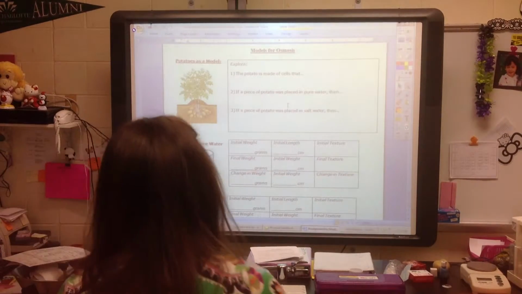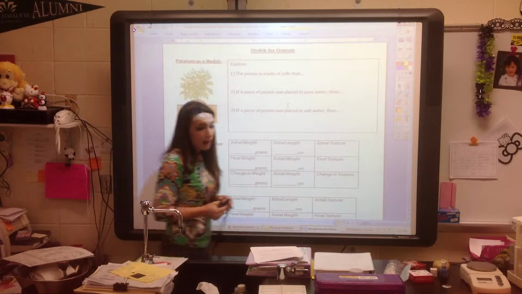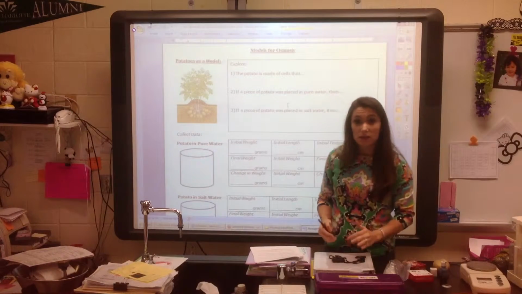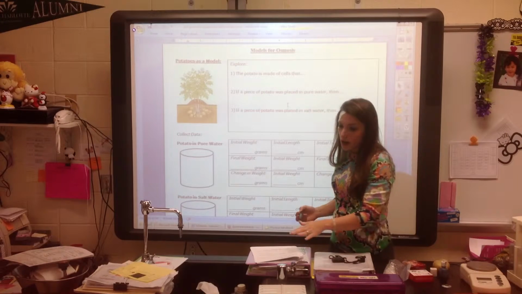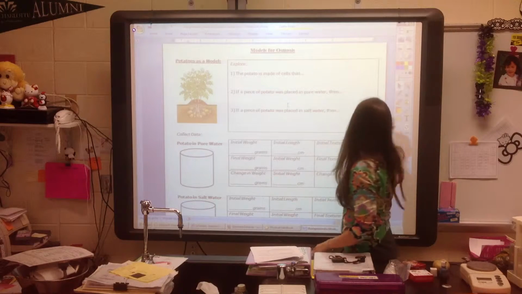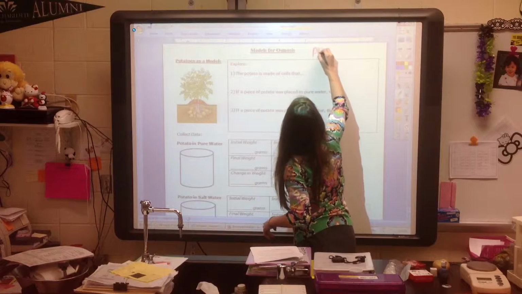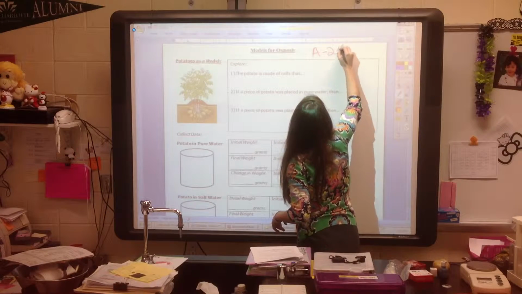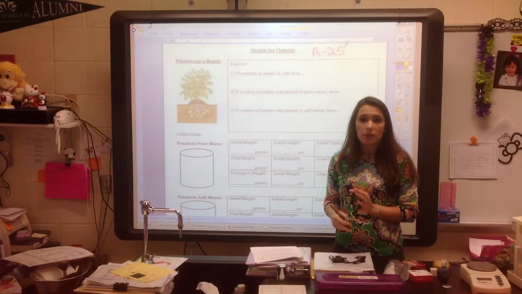So I hope that you did really great on your review today, because you do have a big quiz tomorrow on cell structures. And before we move on to the quiz, we're actually going to set up a lab for the next section that we're going to learn about. So this is on page A25. If everybody can turn to page A25, I want to go over how to set up the lab for you.